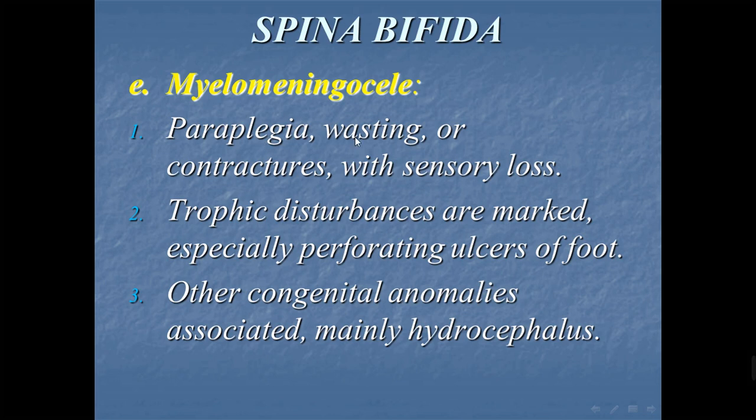So this paraplegia varies, maybe complete paraplegia or maybe just paraparesis. Wasting or contractures with sensory loss will all happen. Trophic disturbances are marked, especially perforating ulcers of the foot. Other congenital anomalies are associated, mainly hydrocephalus. As we said, 80% of these patients get hydrocephalus as well.